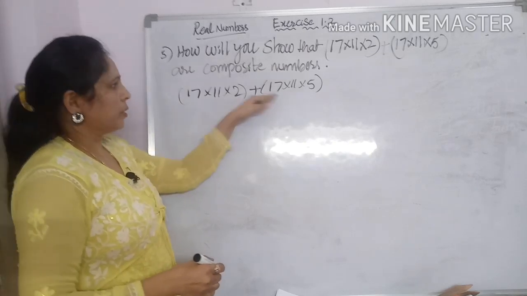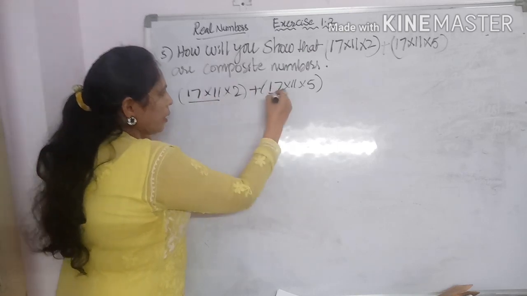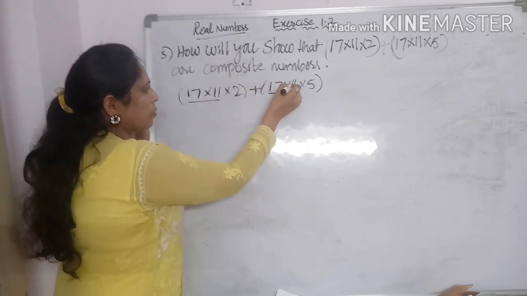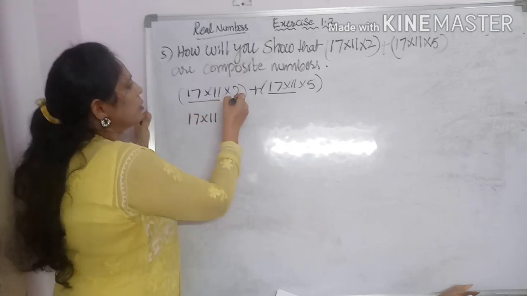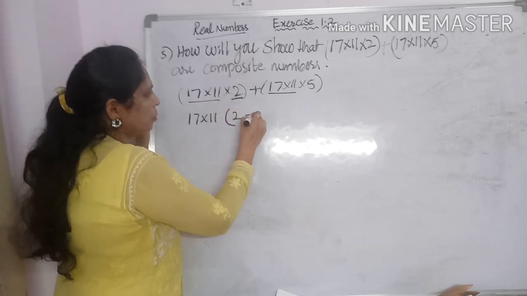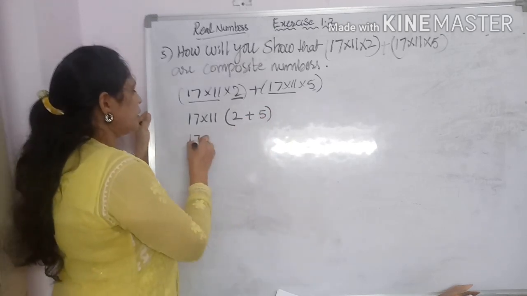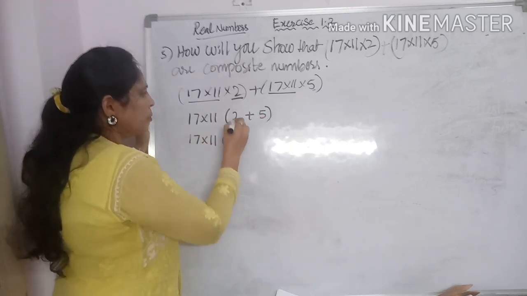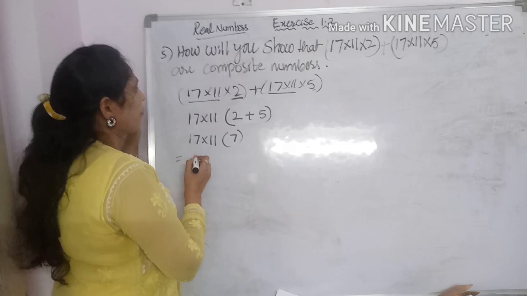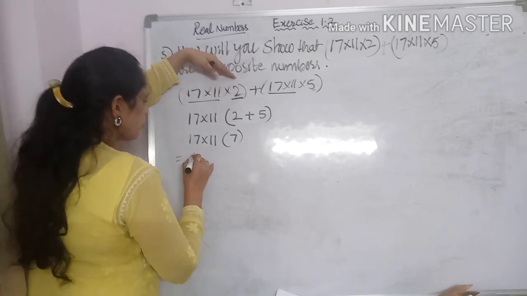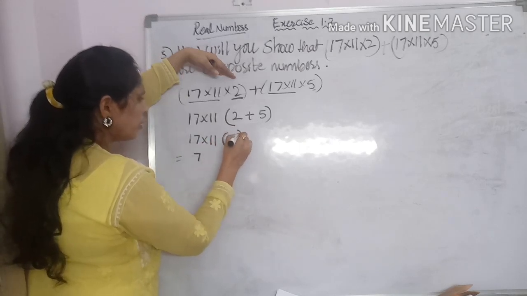What are the common numbers in this? 17 into 11 is in this and also 17 into 11 in this. So, we should take 17 into 11 as common. What is left over? 2 plus 5 in this. So 17 into 11 into 2 plus 5, which means 7. How can we write the factors of these? You can write with a small number. So 7 bracket means what? 7 into 7.